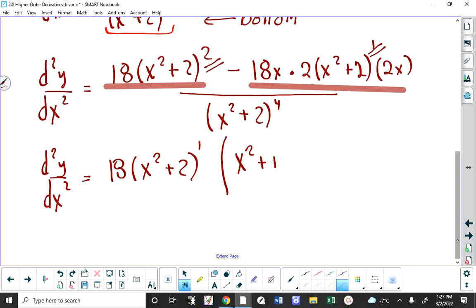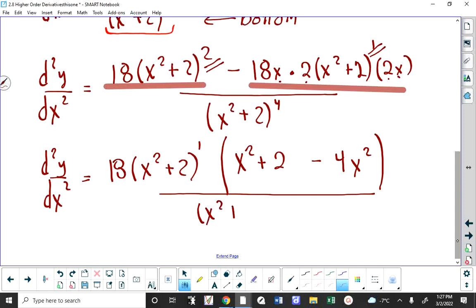I got that number 1 stuck in my head. We have an x squared plus 2 left, minus, we took out of the second term 18, which means we still have this 2 and this 2, which is 4. We still have this x and this x, which is x squared, and we're just about done. This is over x squared plus 2 raised to the 4.